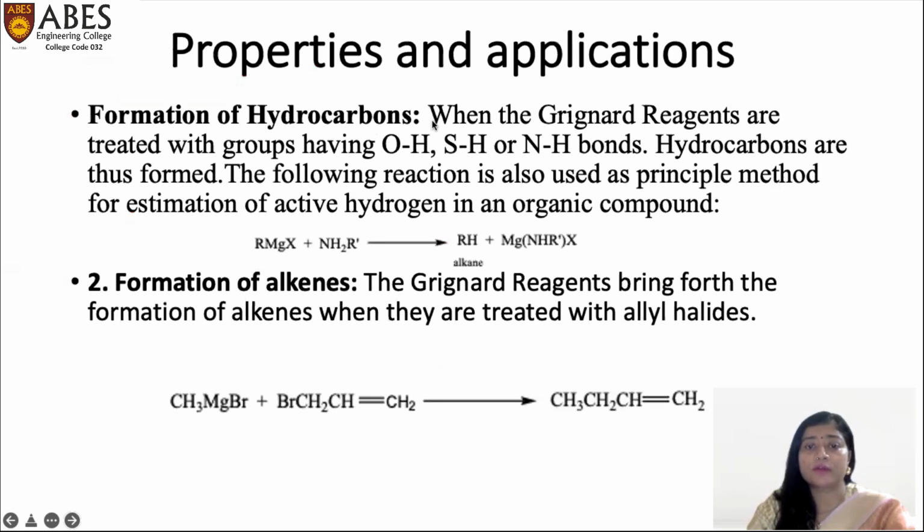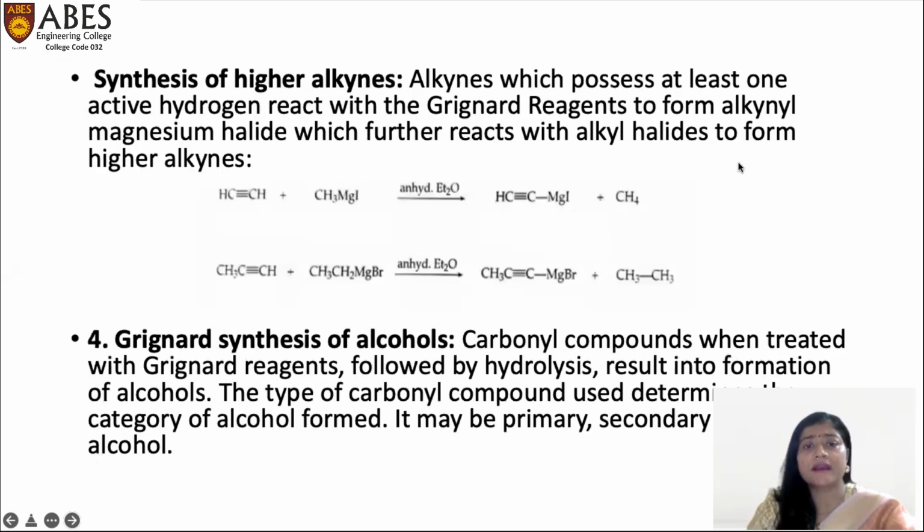First, formation of hydrocarbons. So if we do this reaction in presence of a protic solvent, then we form a hydrocarbon. Second, formation of alkenes. The Grignard reagent brings forth the formation of alkenes when treated with allyl halides. So you can see over here, it's allyl halide reacting with Grignard reagent, resulting in alkenes. Synthesis of higher alkynes. Same is the reaction. That means possession of at least one or more active hydrogen.